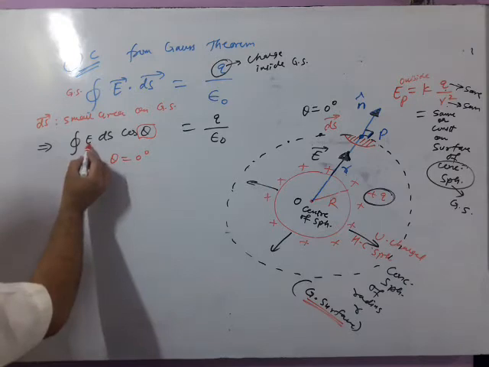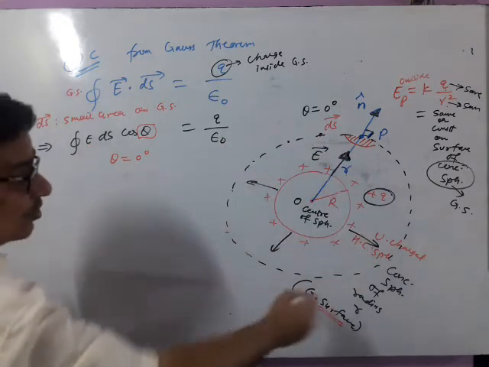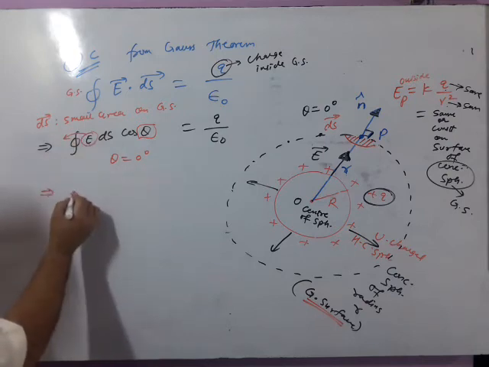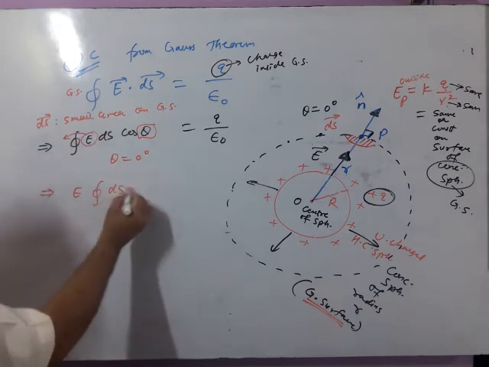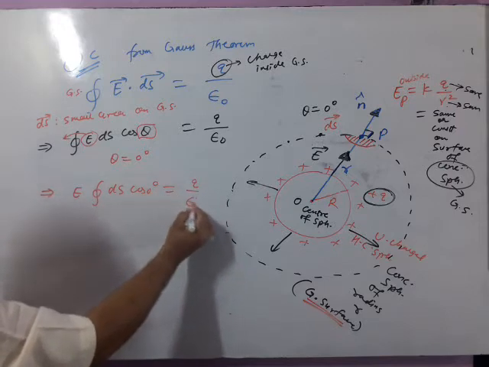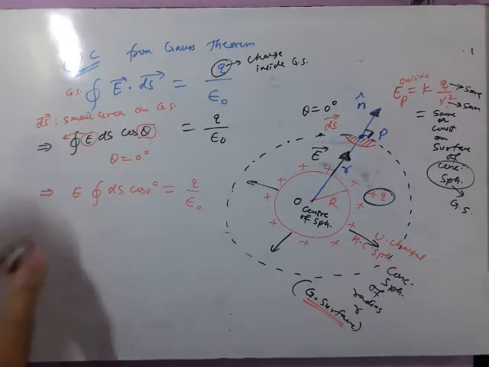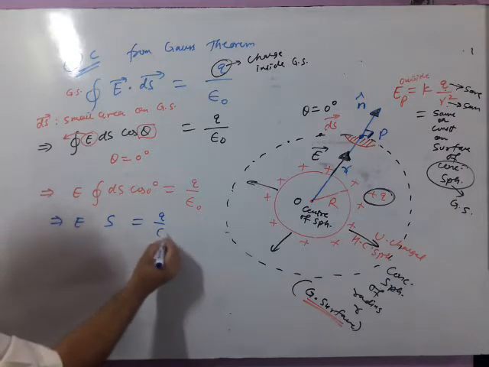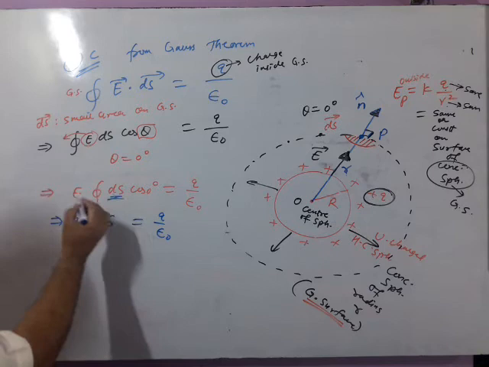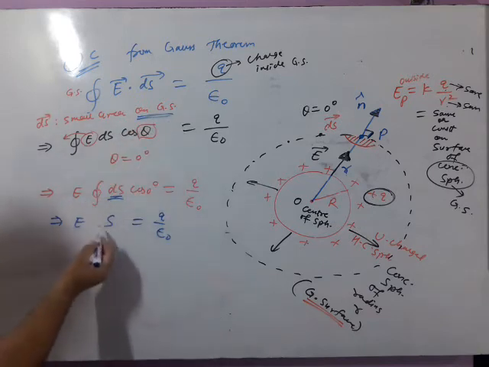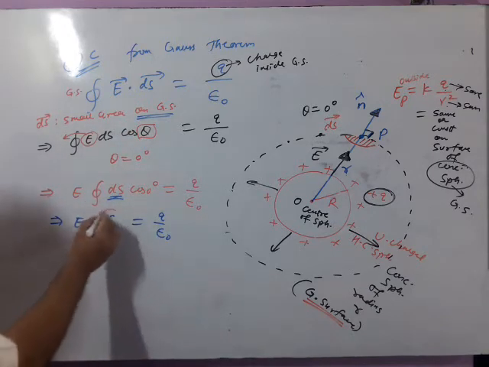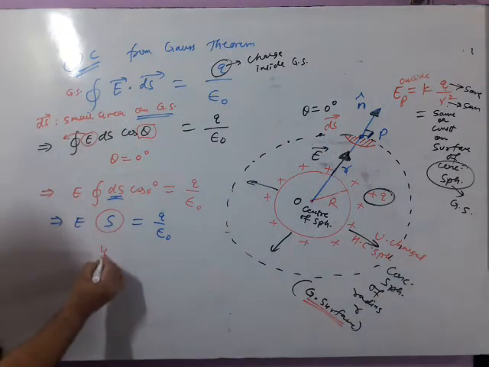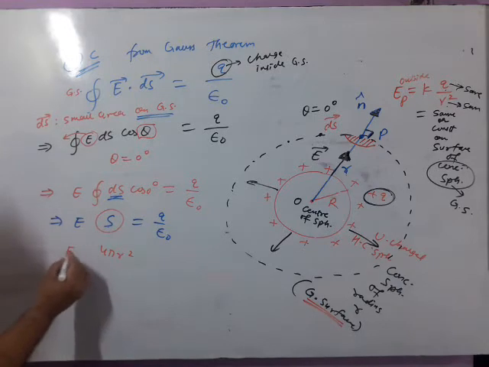Next, this electric field is constant on each and every point on the Gaussian surface, so it can be taken out of the integration sign. So E is taken outside, integral of ds cos 0 degrees, cos 0 is 1, and integration of ds. This ds is the small area considered on the Gaussian surface, so this will be the total area of the Gaussian surface, which will be 4 pi r square.